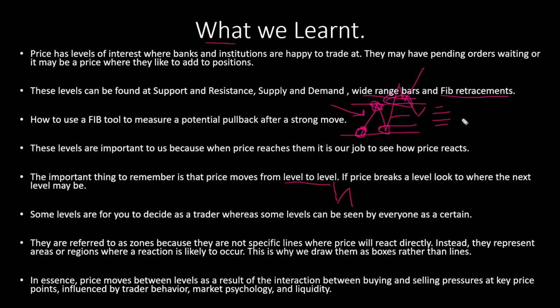Some of these levels, such as the fibs or support and resistance, can be seen different from trader to trader. So one trader might see one thing, whereas another may see another. So these are called areas of interest or zones. They're not specific points where price is going to react. It's an area. So price could react somewhere in that area. It's not exact. And you never know exactly where it's going to react, but you know sort of where it may react off a bigger time frame.